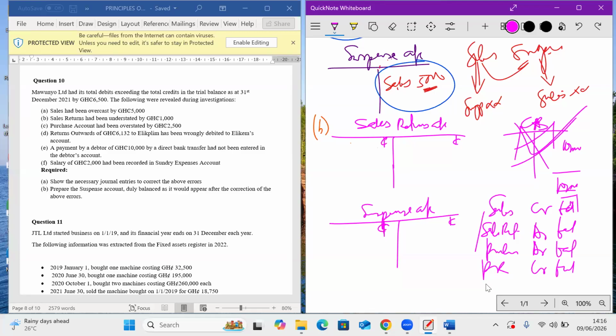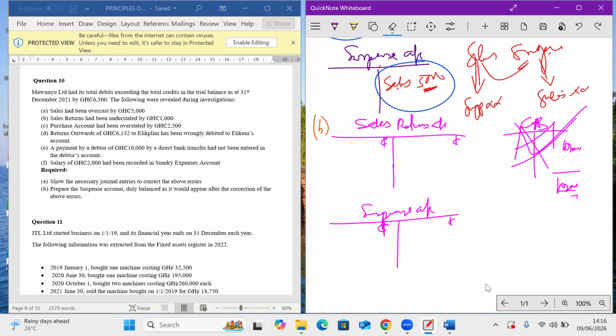Another name for sales return is called return inwards. So if sales has a credit balance, then return inwards, or sales returns, will have a debit balance. Do we get it? Yes. So know one, then the opposite is the other one.